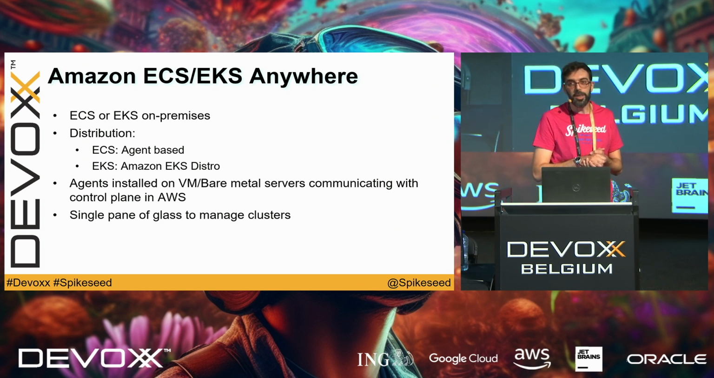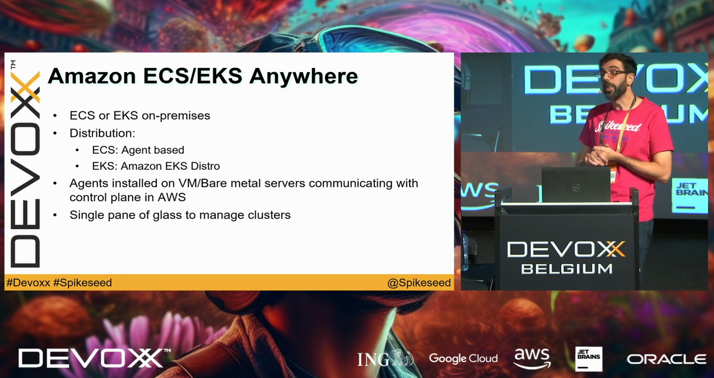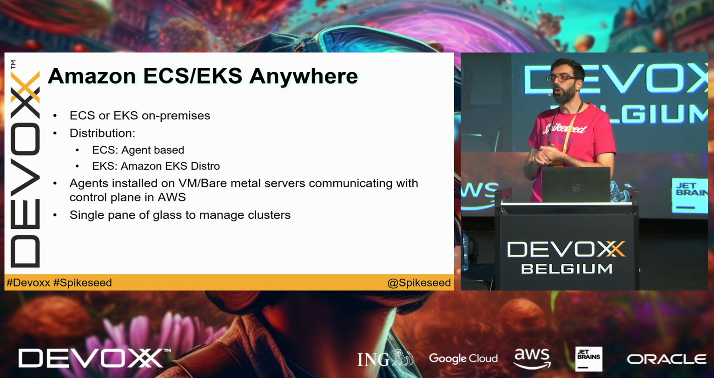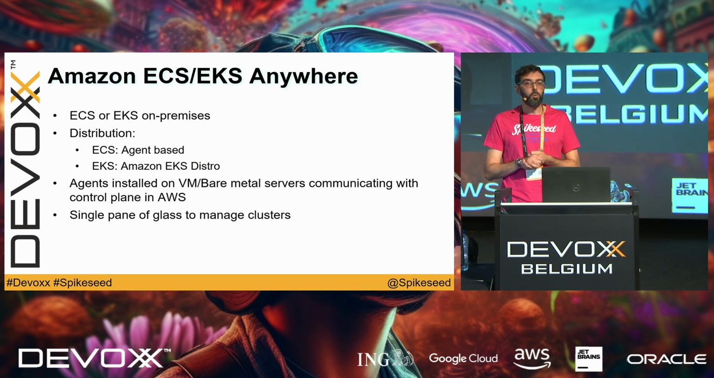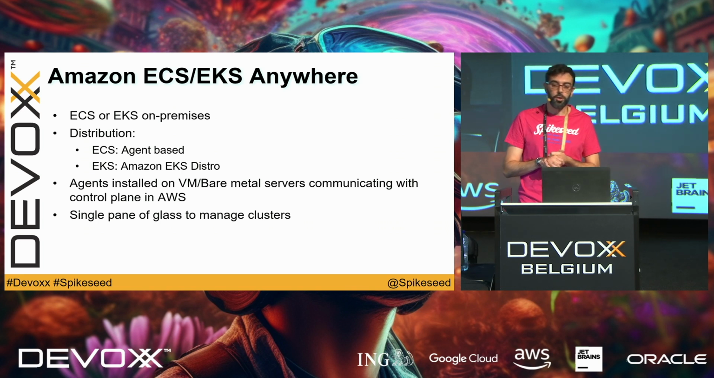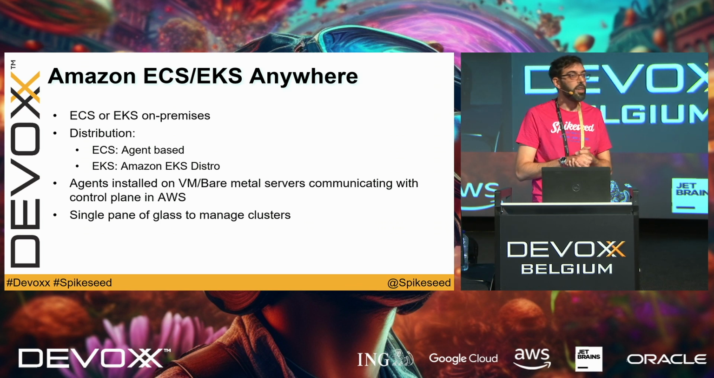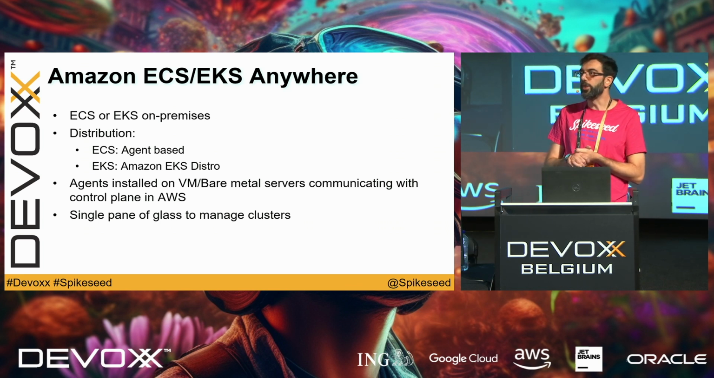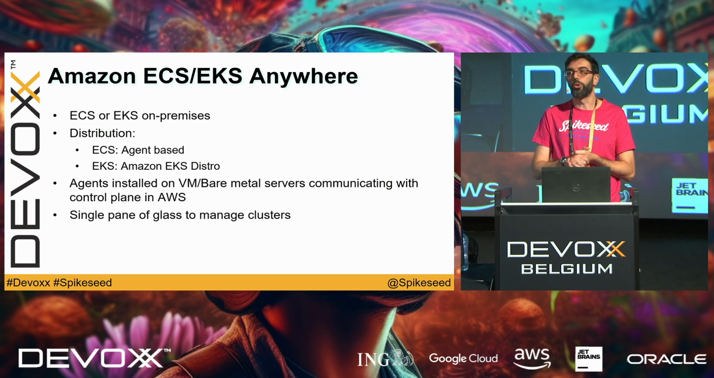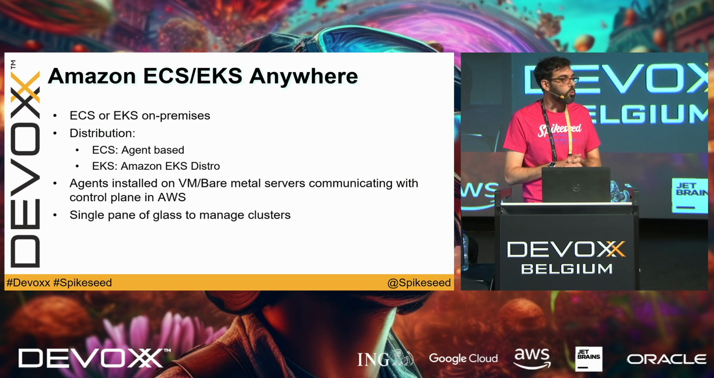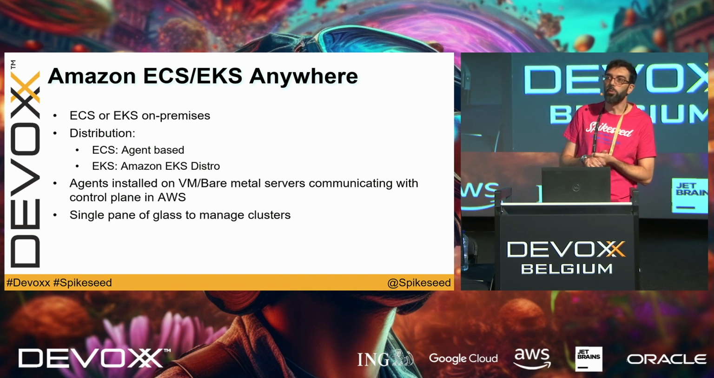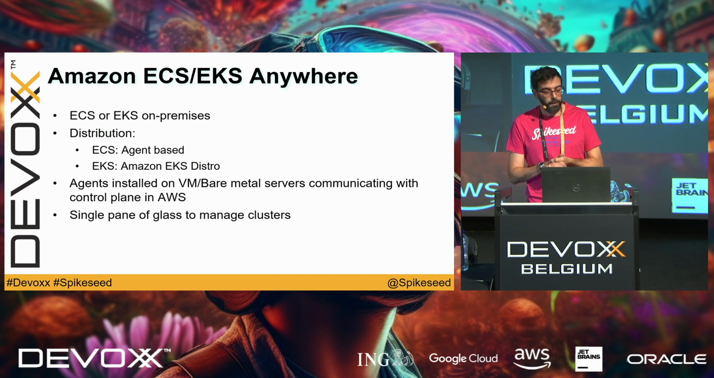So recently, it was announced, well, recently by AWS terms, I should say a couple of years ago, that EKS can be, so the EKS distribution is available for you to deploy on premises, ECS as well, even more recent. The way this works is slightly different for the 2 distributions. So ECS is agent-based. You need to install an ECS agent on your virtual machine or bare metal server, and it needs to communicate, of course, with AWS for the management plane.